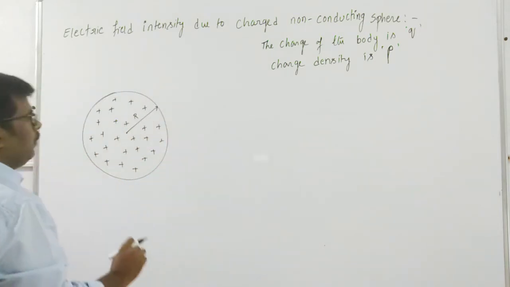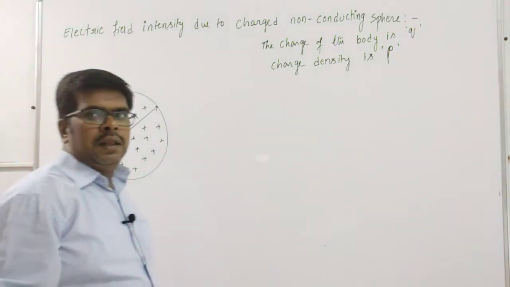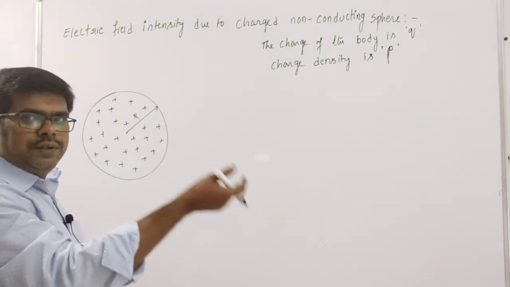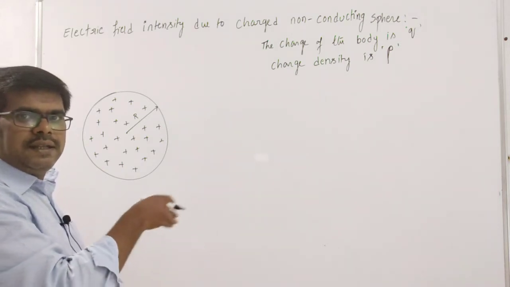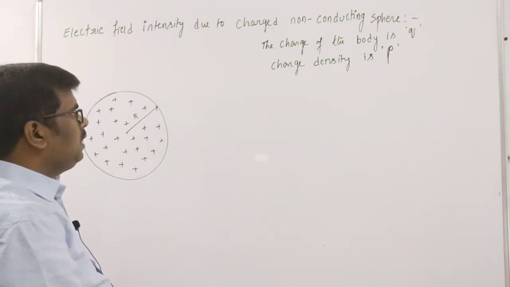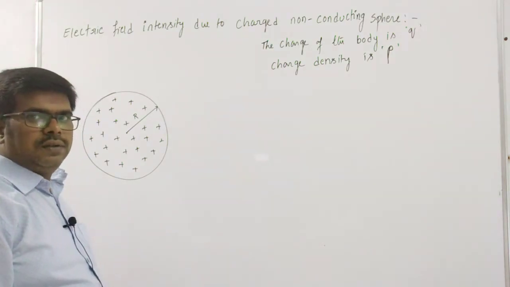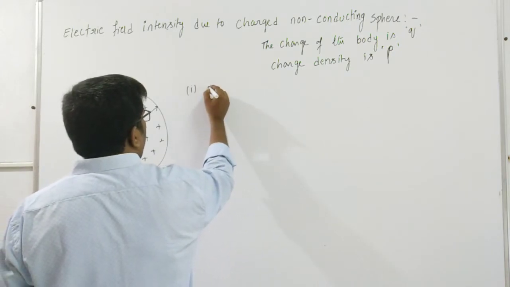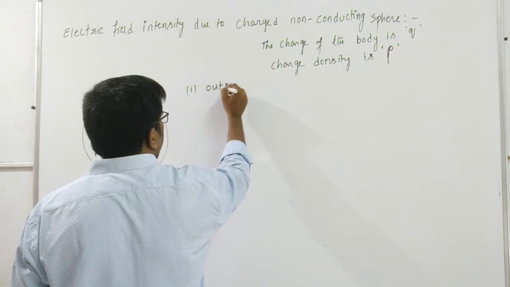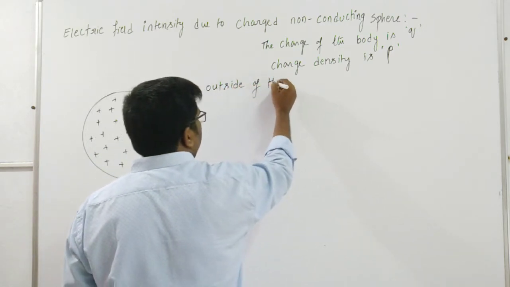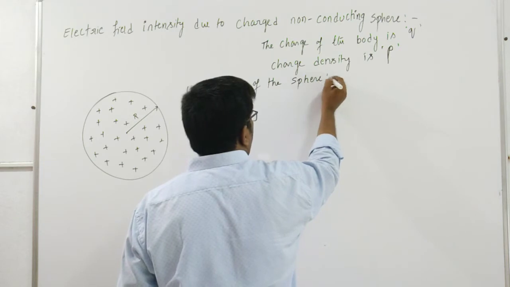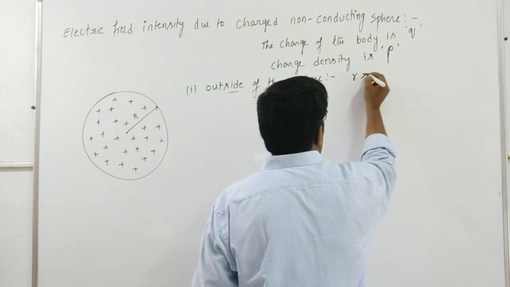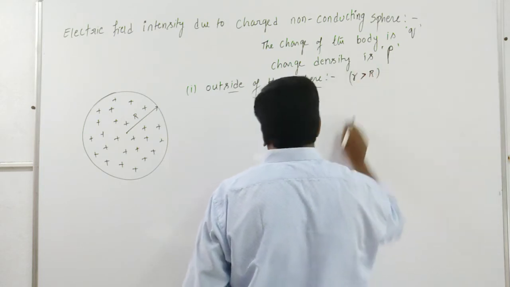Let us see the three cases again. That is the electric field intensity due to this charged non-conducting sphere outside of it, on the surface, as well as inside. But here the electric field intensity inside is not zero, so we will discuss it. First case, outside of the sphere, that is, the point distance is greater than the radius of the sphere.